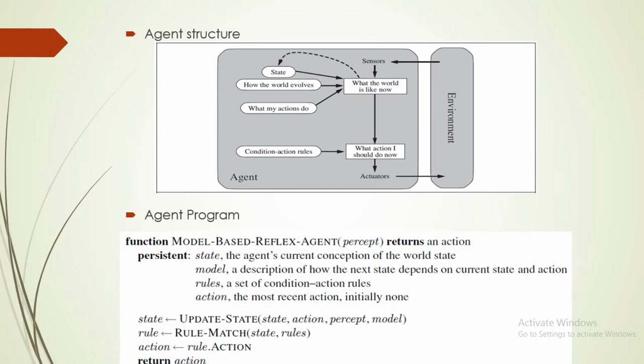So these 4 items are basically just the state, and there's a more interesting function in this agent, called update state, which keeps on updating the internal state by looking at the current state, the action and the percept. Then it returns the action.